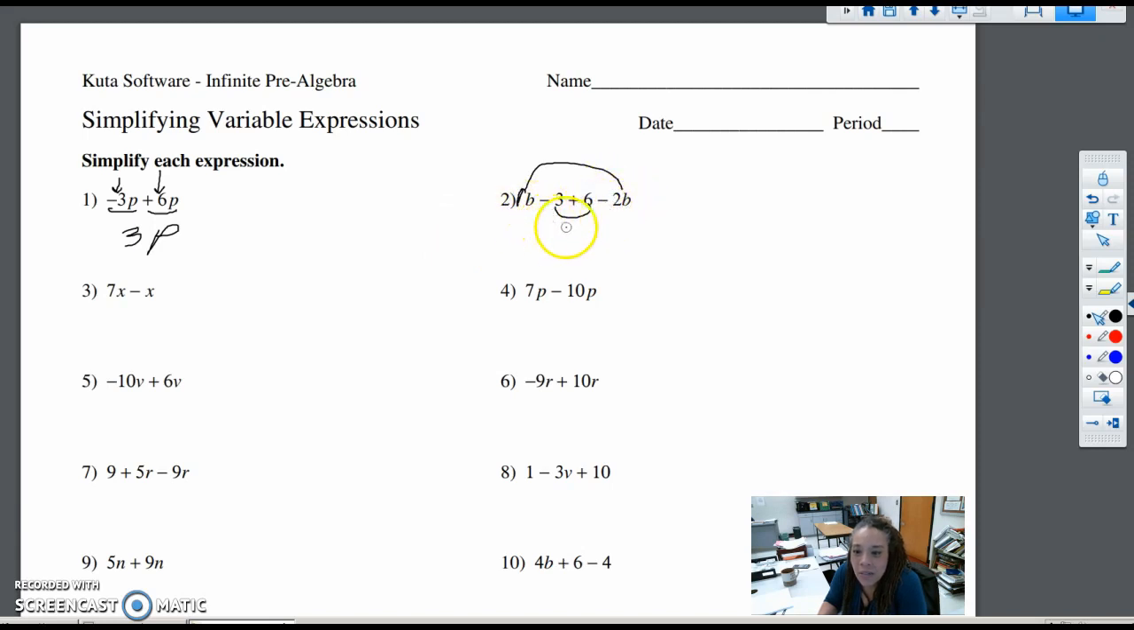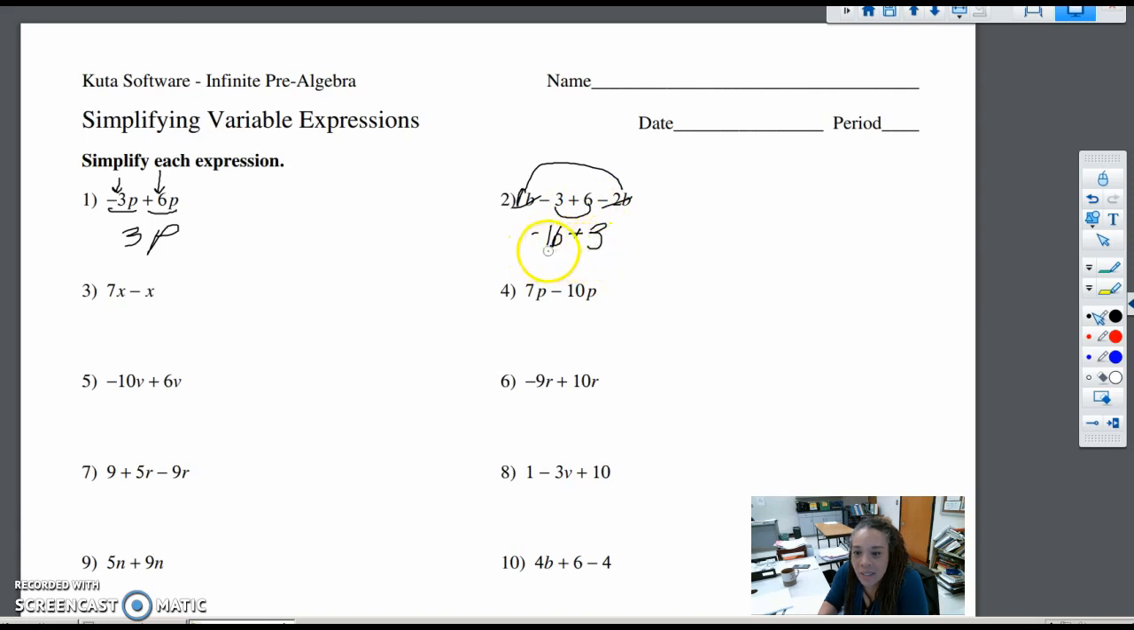So when I combine those, I know the b will stay because that's what creates the like term. And I have 1b minus 2b. So 1 minus 2, and 1 minus 2 is negative 1. So that takes care of those 2 terms. The 2 terms I have left are minus 3 plus 6. Minus 3 plus 6 gives us a positive 3.